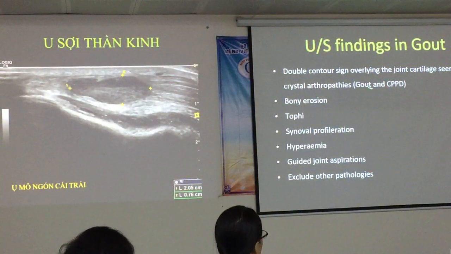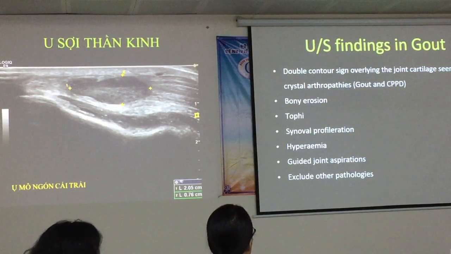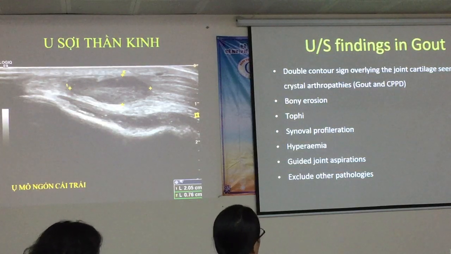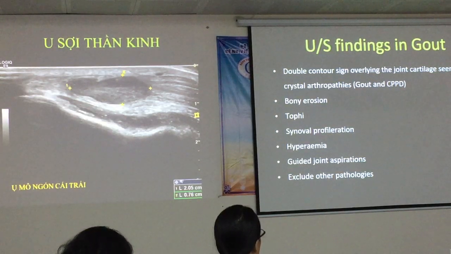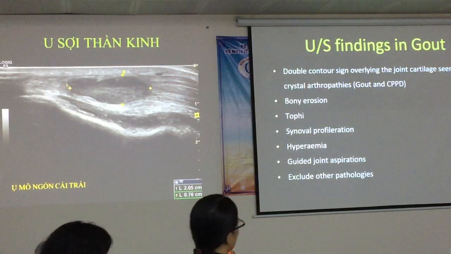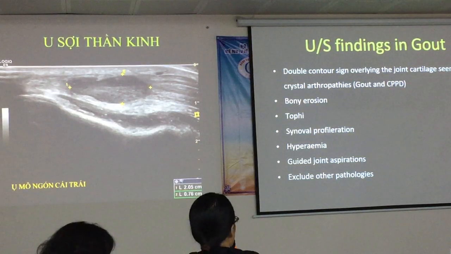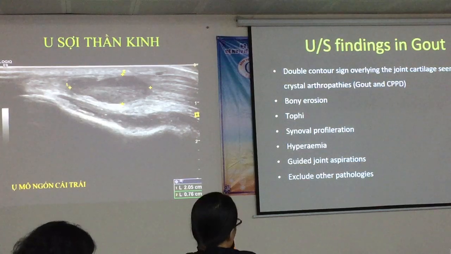And we see that both in gout and also in CPPD, which is pseudogout. And in a recent study done in the Journal of Rheumatology, they said that this double contour sign is very sensitive. But it wasn't very specific for either gout or CPPD.